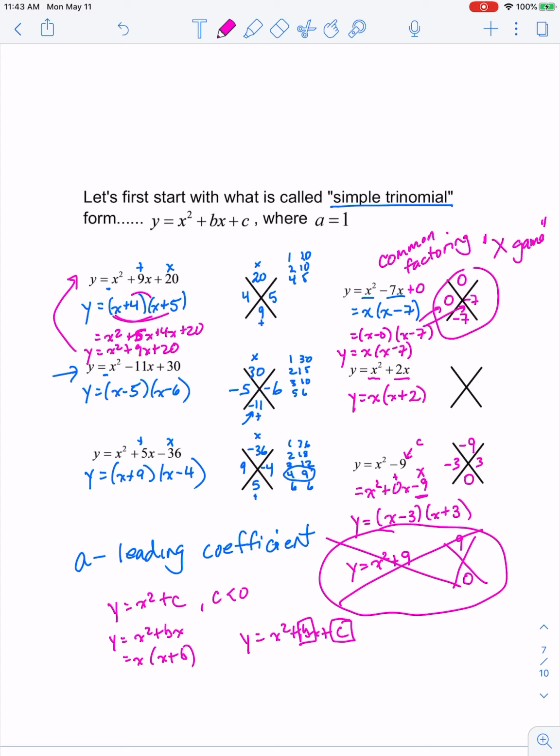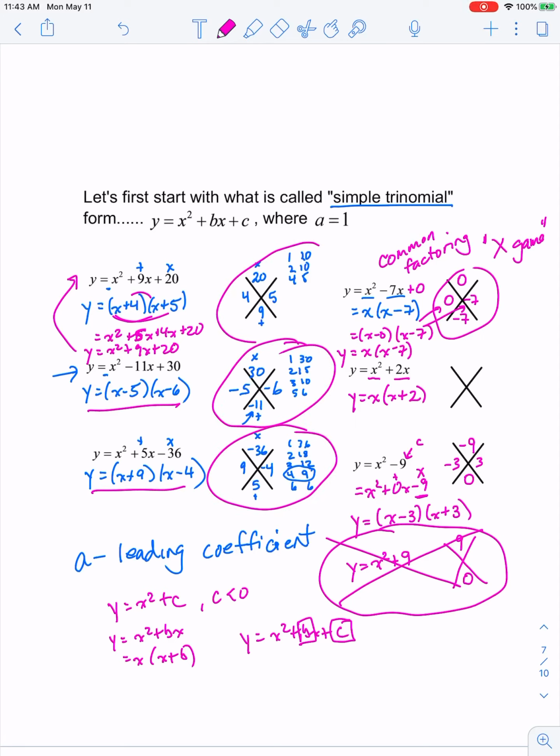Now, you have lots of homework to do these. I'm not going to do any more of them, but many of you will be able to do these questions without going through this game here. You'll be able to just think about it.